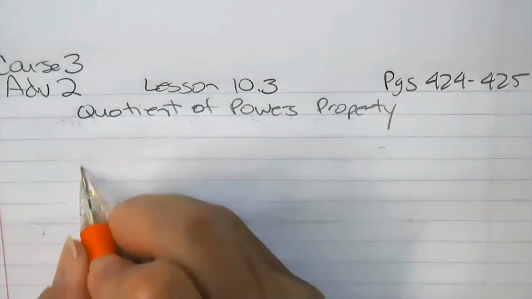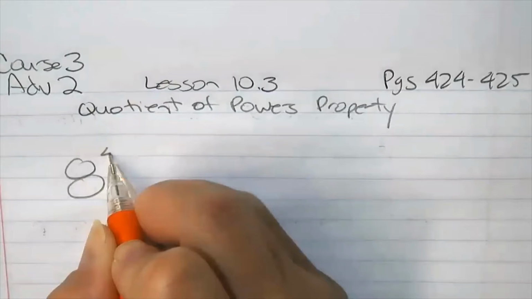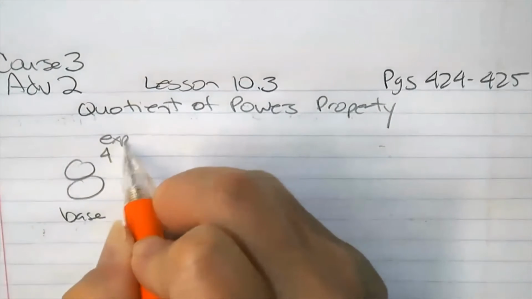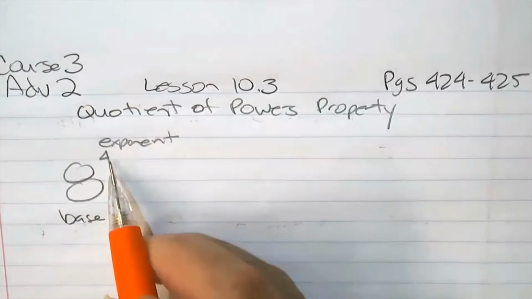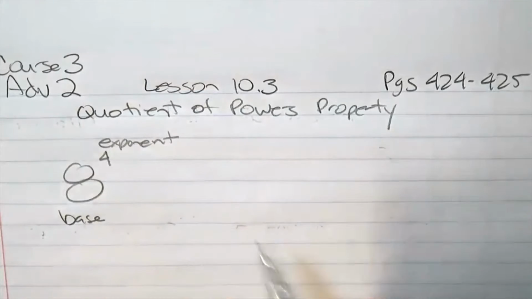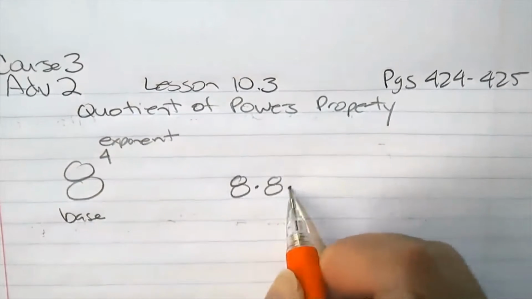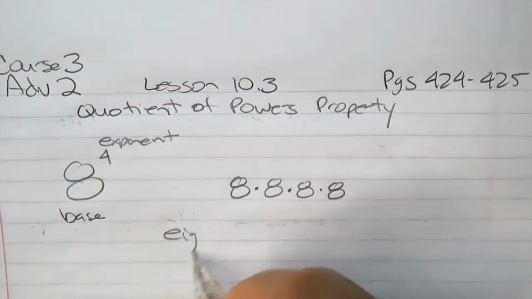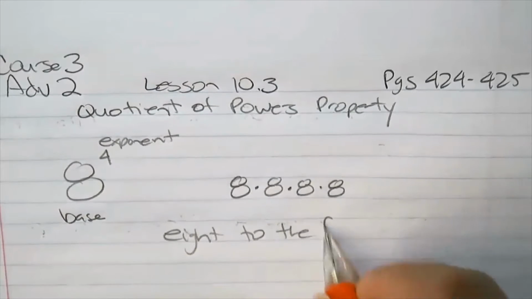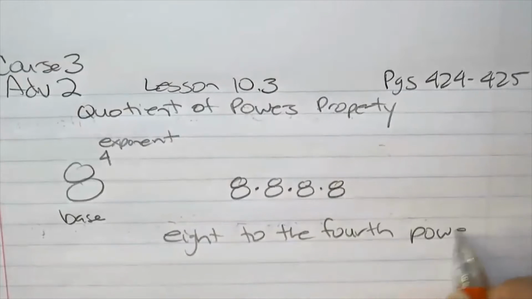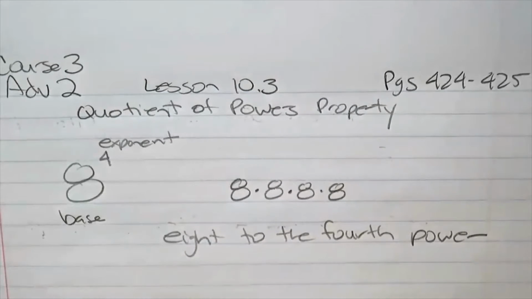Okay, so let's take a quick review. This is our base, and this is our exponent. The exponent tells us how many times we're using the base as a factor, or how many times we're multiplying the base. It is said 8 to the 4th power.